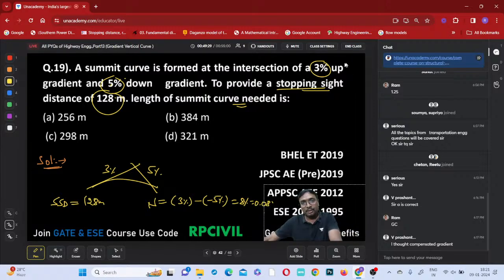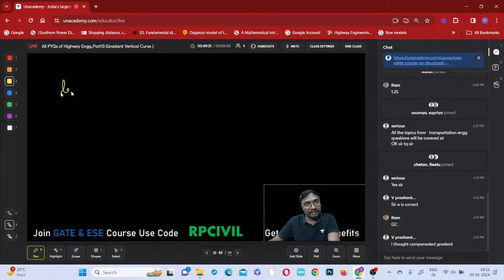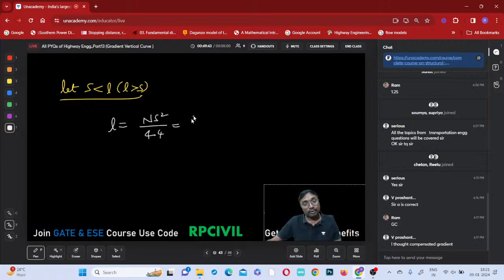Now tell me, is the sight distance lesser than the length or the length greater than the sight distance? We don't know exactly. We are assuming this as a trial. Then the real formula is NS square by 4.4. So N is 0.08 into 128 square by 4.4. How much does it come to be? How many meters does it come to be?